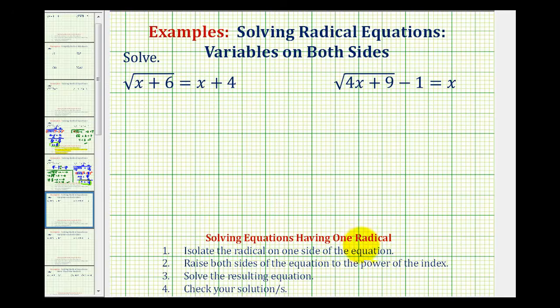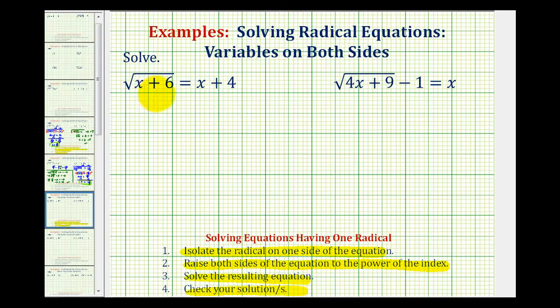To solve an equation containing one radical, we will isolate the radical on one side of the equation. Then we're going to raise both sides of the equation to the power of the index. This will undo the radical. Then we'll solve the resulting equation and check our solutions.